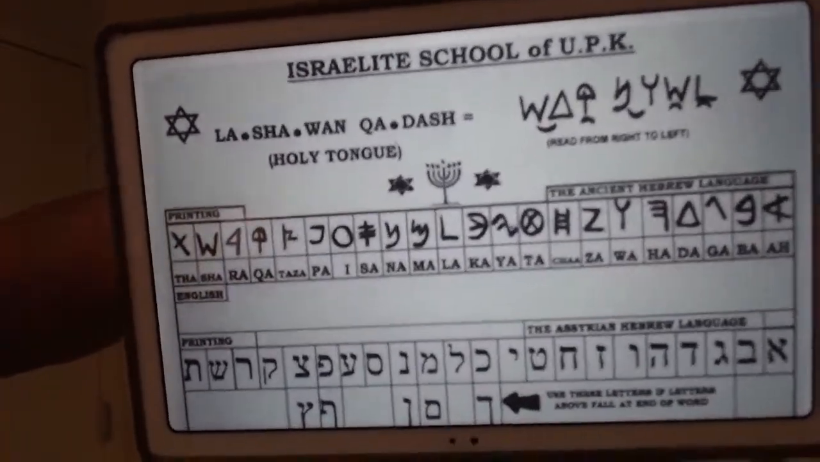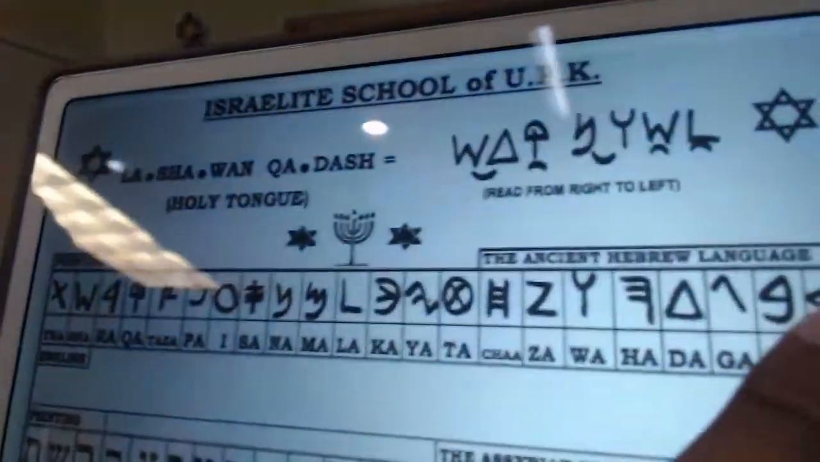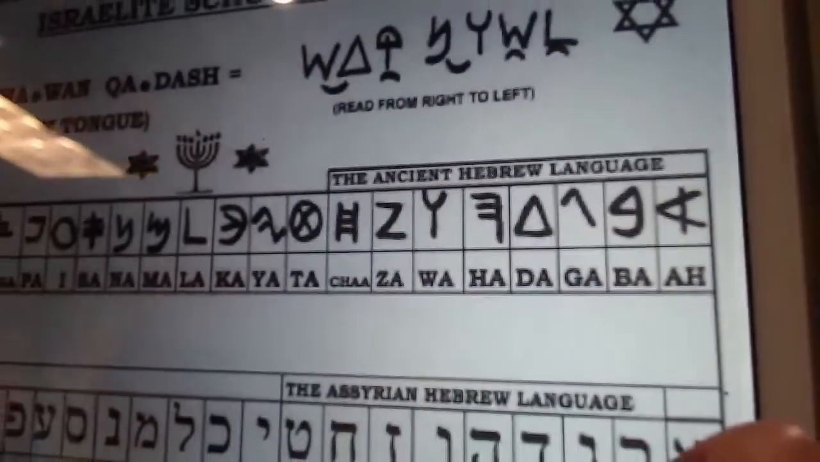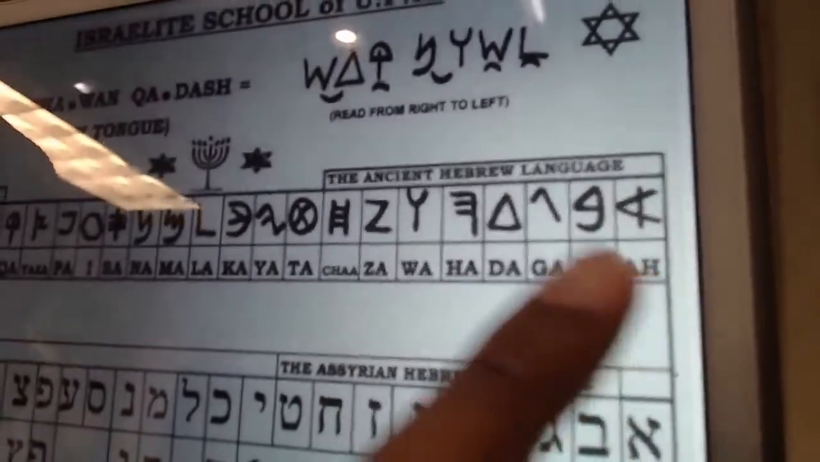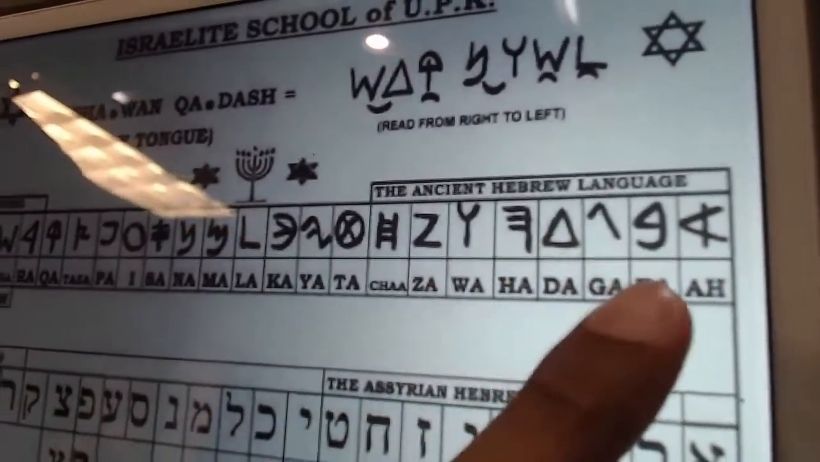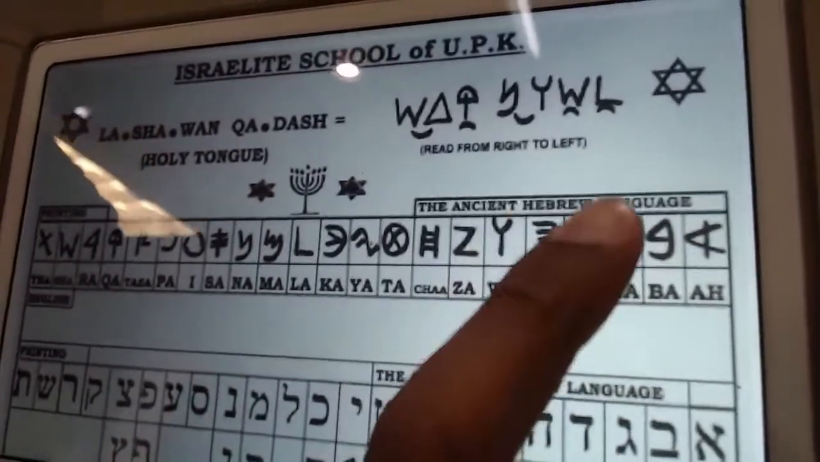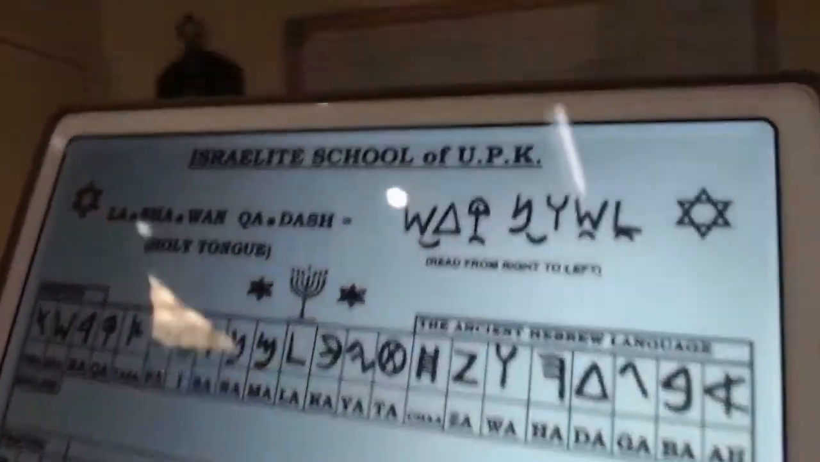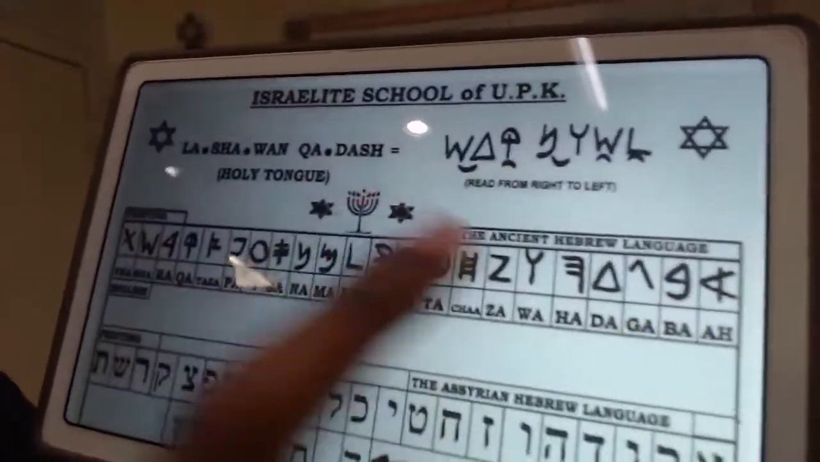On the alphabet sheet, we're reading from right to left. It goes in alphabetical order, starting from your right, by the sound of the first syllable of the word that represents the character that you see. I hope that doesn't sound too confusing. It's the first syllable of the word that it came from.